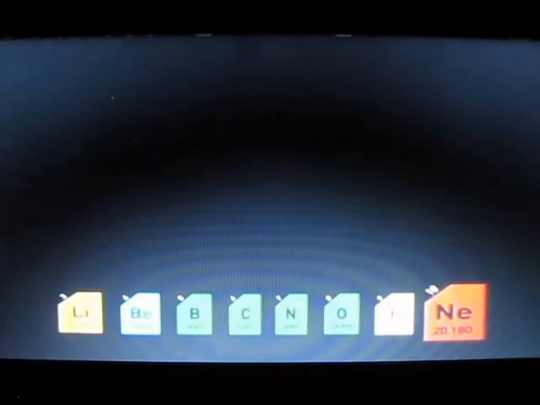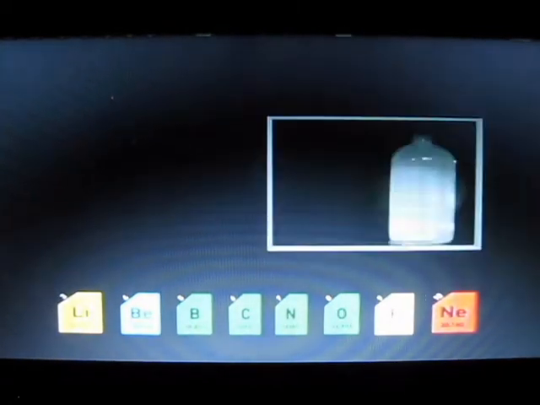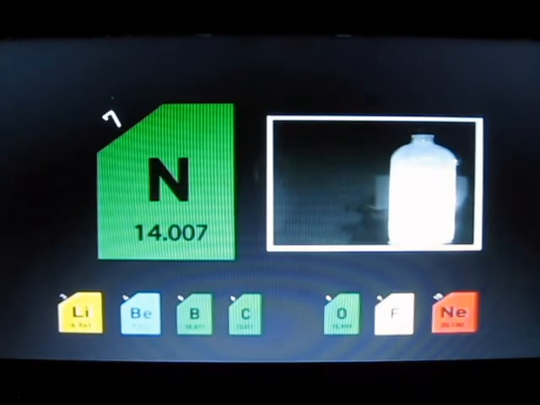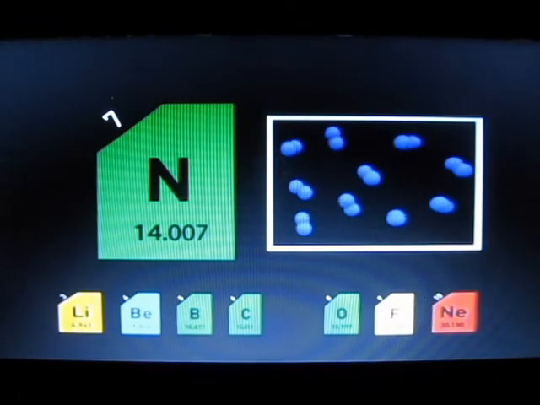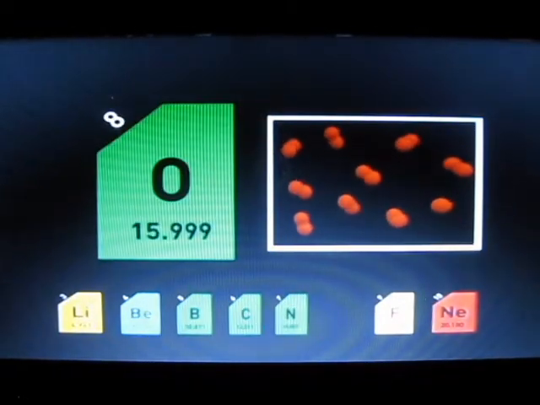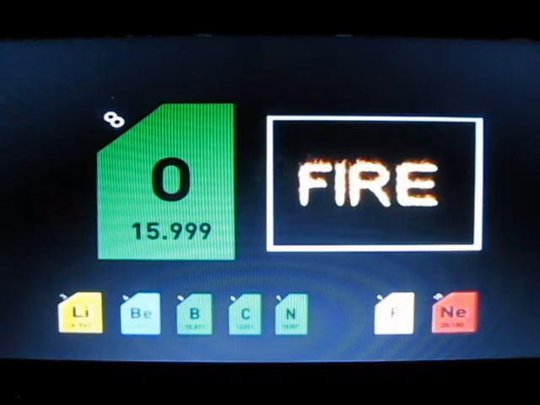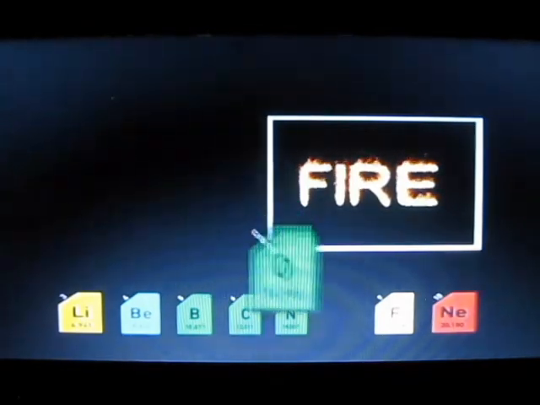The remaining elements in period 2, nitrogen, oxygen, fluorine, and neon, are nonmetals and gases at room temperature. Nitrogen has very low reactivity. Under normal conditions, nitrogen forms diatomic molecules. But oxygen, while also a gas that typically forms diatomic molecules, is very reactive. Fire, the most familiar of all chemical reactions, involves oxygen.